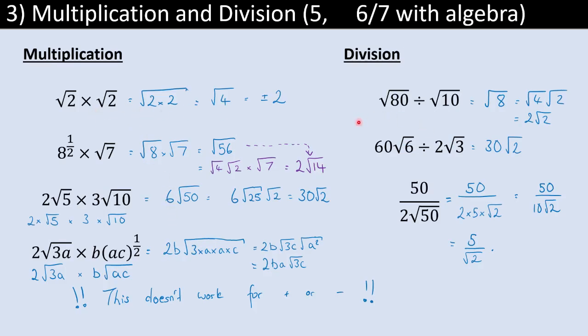Multiplication and division, you can split or combine your two surds, provided that you do the thing that's in the middle. And if you have numbers at the front, do those numbers at the front with whatever you're dealing in the middle. Okay, so 2 times 3 gives us 6. Root 5 times root 10 is root 50. 60 divided by 2 is 30. Root 6 divided by root 3 is root 2. This does not work for addition and subtraction.